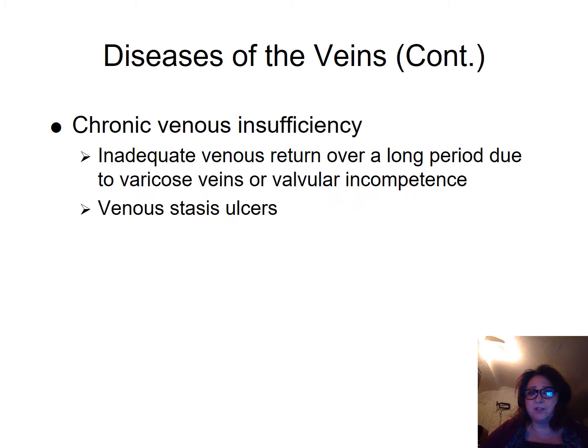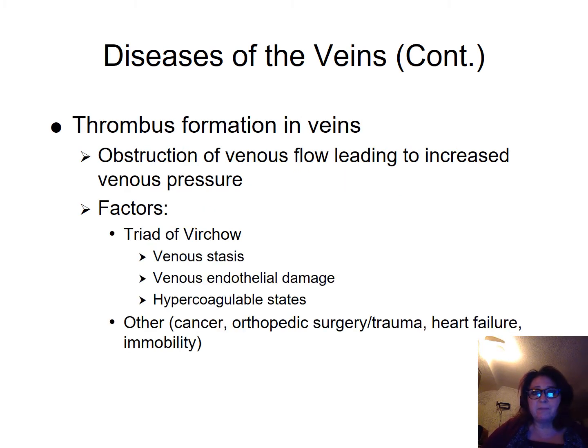Chronic venous insufficiency, and we see this in venous stasis ulcers, patients that have diabetes, where that circulation is just not getting to the feet. Thrombus formation in veins, obstruction of the venous flow. We see this in venous stasis, venous endothelial damage, hypercoagulable states. So we know that post-surgical trauma patients, they're all at risk of this thrombus formation.